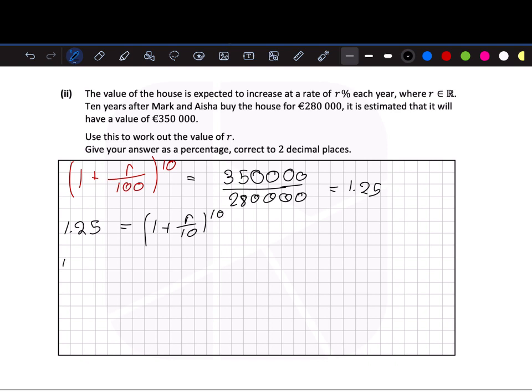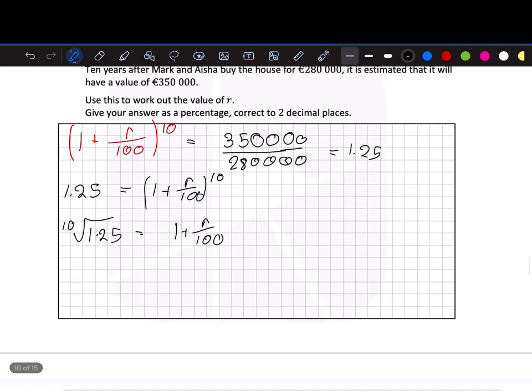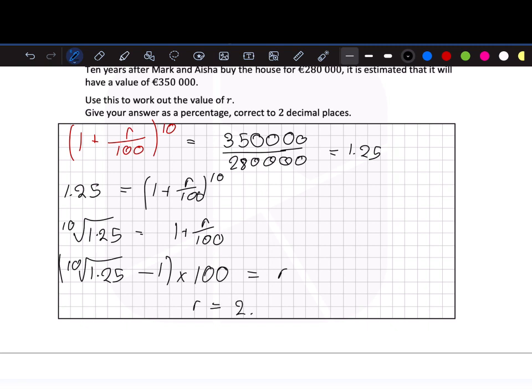So then we get the 10th root of 1.25 is equal to 1 plus r over 100. Then we need to get the minus 1 on that side, so we get the 10th root of 1.25 minus 1, and then we multiply by 100, and this is equal to r. This thing times 100 is equal to r, so r is equal to 2.26%.